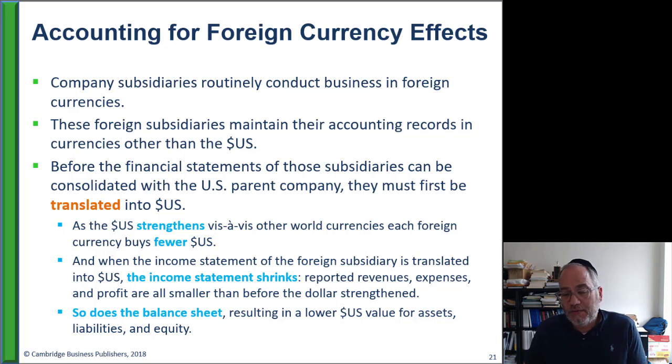So exchange rates between the United States and other countries do change, and as the US dollar gets stronger or weaker, then the relative value of these sales will go up or go down. So if the US dollar becomes stronger, then the value of foreign sales is lower. And if the US dollar becomes weaker, then the value of foreign sales is going to become higher.